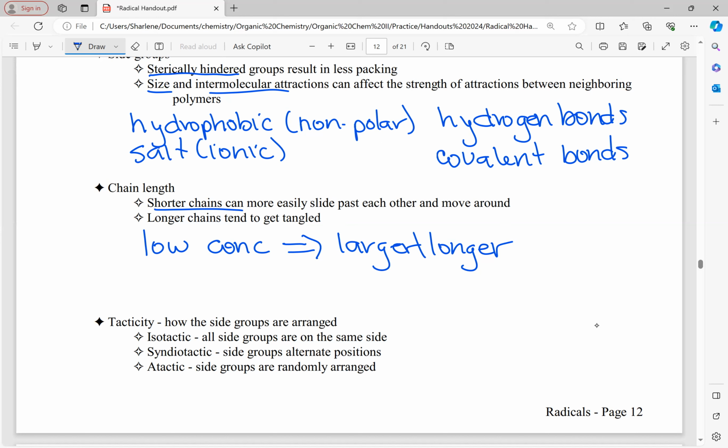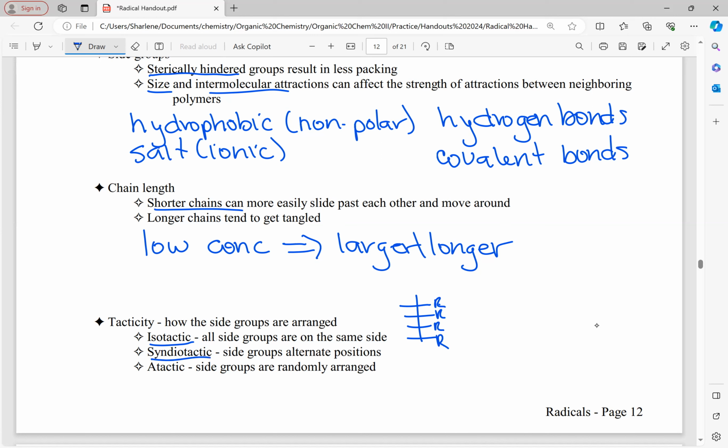All right, now the tacticity. How the side groups are arranged. This is an interesting one to draw, but isotactic is they're all on the same side. So again, just kind of a jolly drawing. When you make your polymer, they're all on the same side.